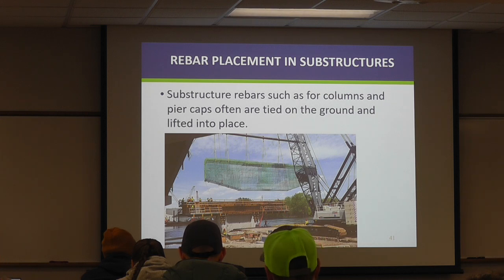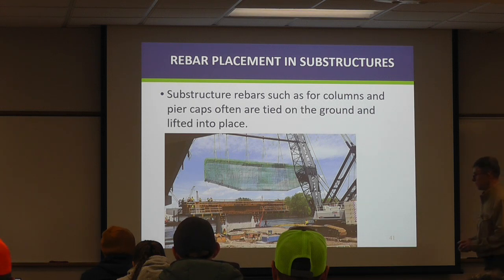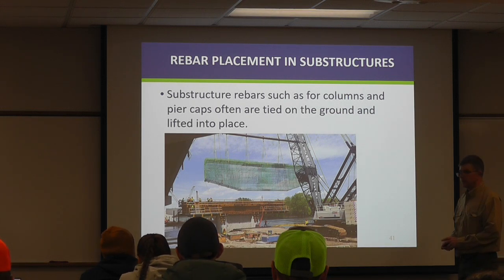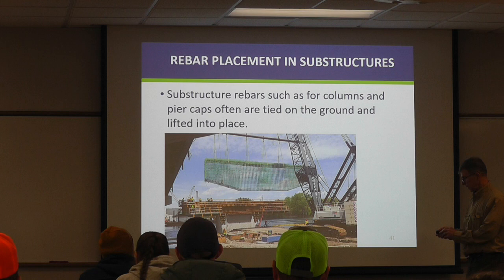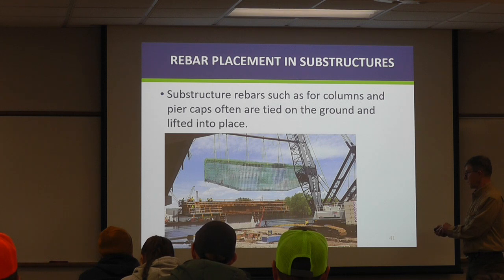Substructure rebar for columns and pier caps is often tied on the ground and lifted into place. This is a picture from 35W over the Minnesota River. And you see it gets to be pretty nasty. It's something we want to stay out from under for sure. But obviously they need to get that thing into these forms, so you want to make sure that the forms are built so that once this thing gets put down in there, they'd have the correct cover.